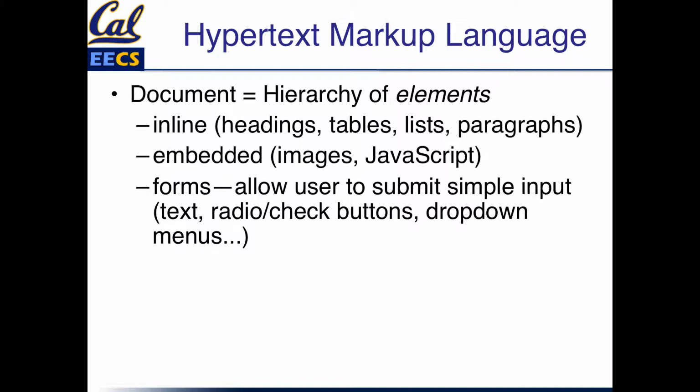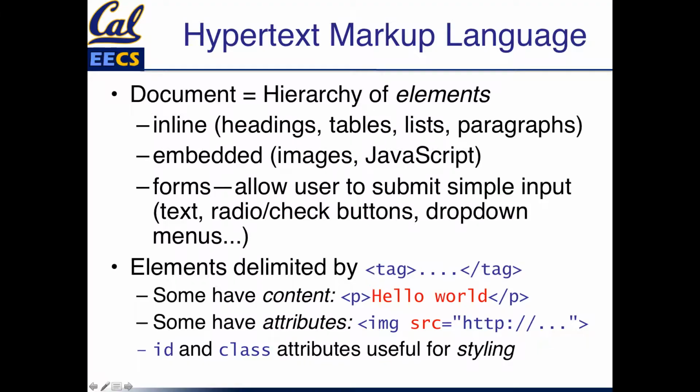So an HTML document is really a hierarchy of elements. That means that an element can contain other elements as its children. And some of these elements represent content that is sort of inline right on the page, like text, headings, tables, paragraphs. Sometimes the tags represent embedded content, things that are separate from the page itself but can be loaded in conjunction with it, like images or JavaScript code. And sometimes the tags represent forms, which provide a way for the user to give input and click on buttons and fill in text, which can then be supplied to the server in order to get it to do something.